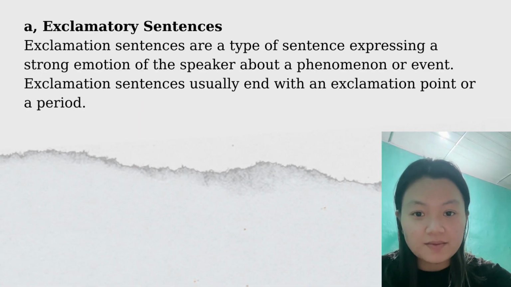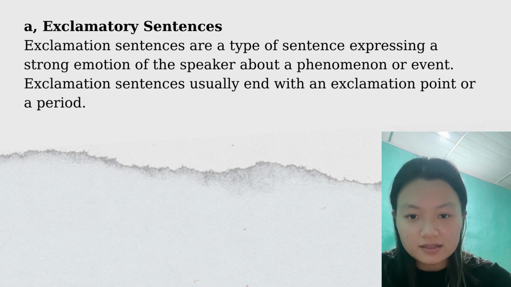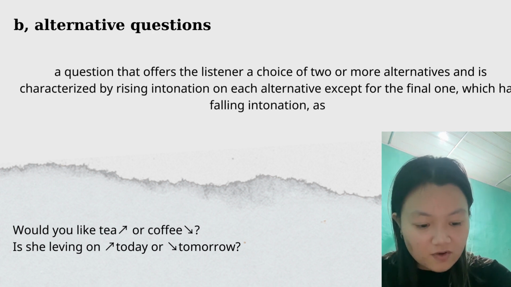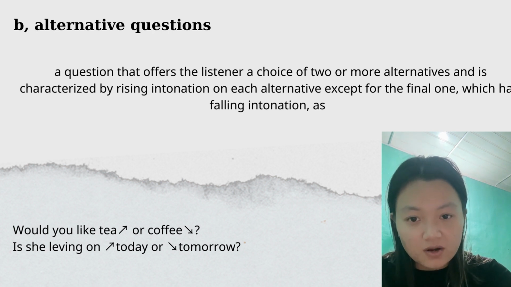First is the exclamatory sentence. Exclamatory sentences are a type of sentence expressing a strong emotion of the speaker about a phenomenon or event. Exclamatory sentences usually end with an exclamation point or a period. Alternative question: a question that offers the listener a choice of two or more alternatives and is characterized by rising intonation on each alternative except the final one, which has falling intonation, as in would you like tea or coffee, and is she leaving today or tomorrow?